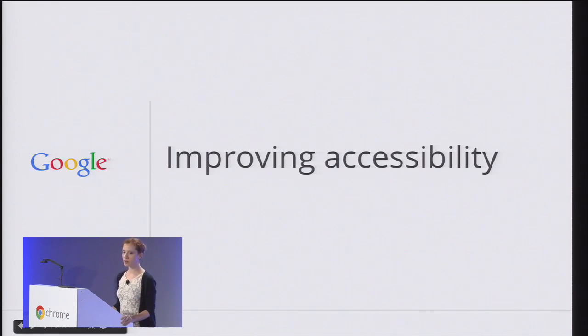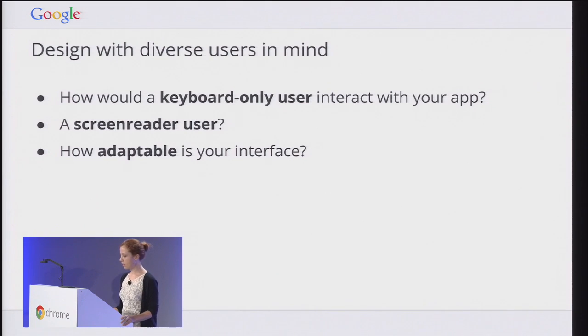All right, so what can you actually do to improve the accessibility of your site? Start off with the design. Design with diverse users in mind. So when you're looking at how to create your interactions, think about how a keyboard-only user would interact with your app. Don't assume that someone's going to be able to perform a hover interaction. And in fact, someone on a phone is probably not going to be able to perform a hover interaction either.